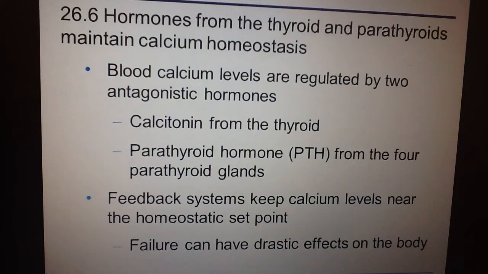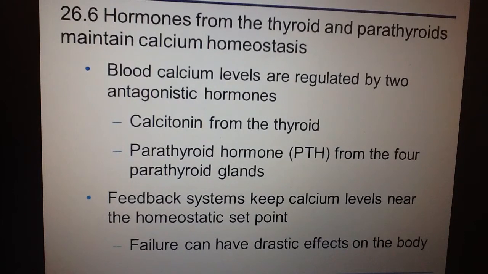Now, some of the hormones that come from the thyroid and the parathyroid are what maintain calcium. The amount of calcium in your blood is controlled by two hormones that act against each other. One is calcitonin, made in the thyroid, and the other is parathyroid hormone, which comes from the parathyroid glands. We maintain the calcium levels near a perfect amount in our blood, because if we don't, we can have horrible side effects.